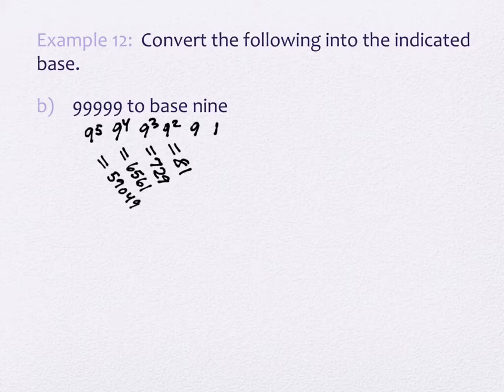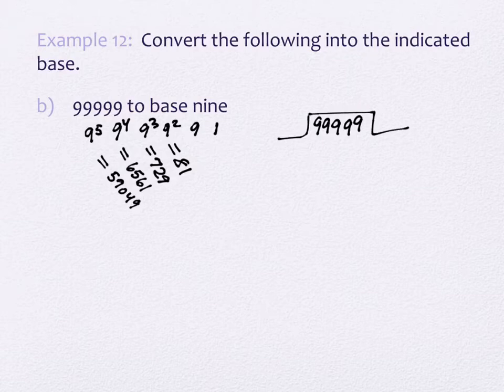Now, technically, I'm still smaller than my 99,999, but it's clearly not necessary for me to go one more step. I don't need to double check that. I should be able to see that one right away. Because if I try to divide my 99,999 by the place value that I got right there, that was 59,049, it's only going in one time. So I'm sufficiently large on my bases. It does only go in one time, so I have 59,049.